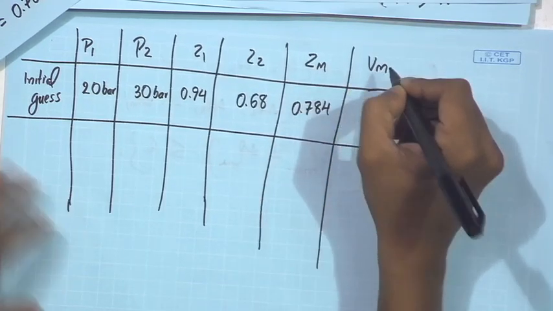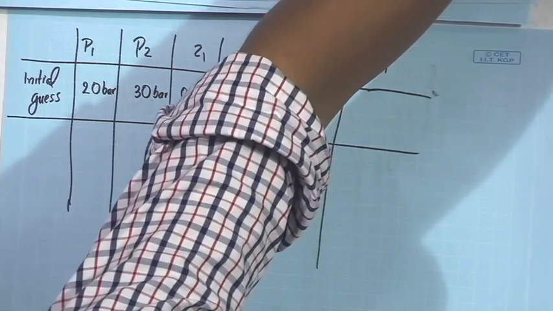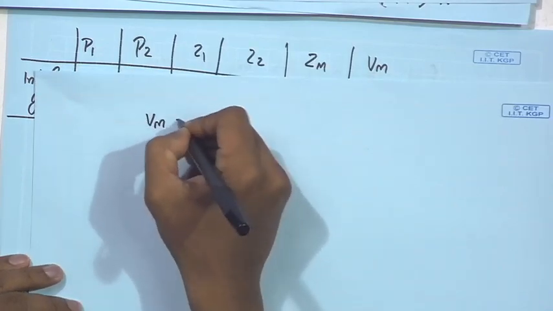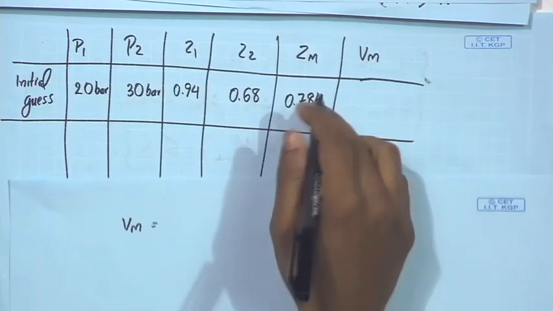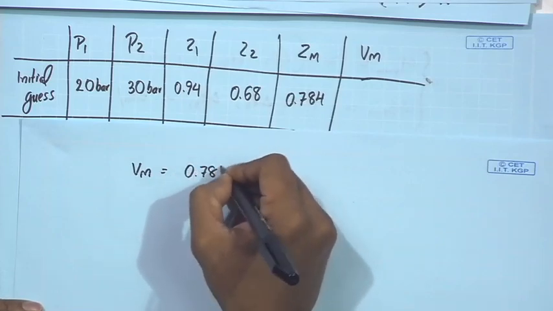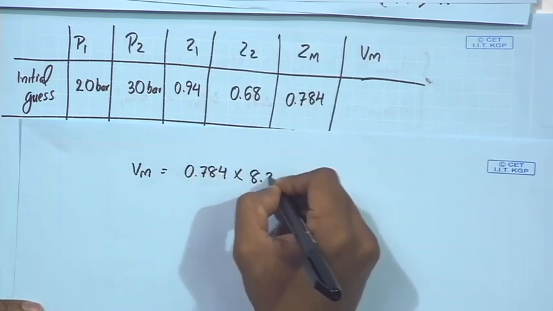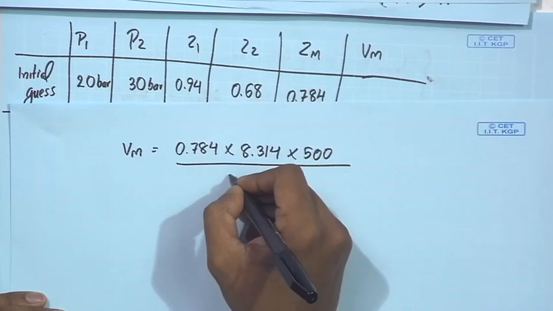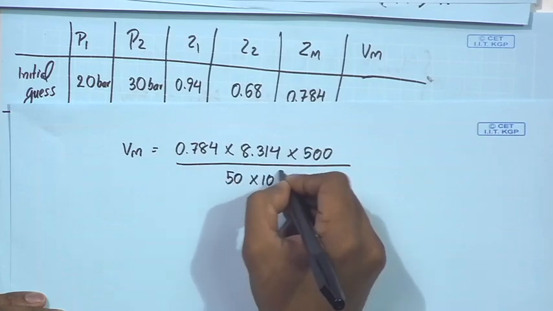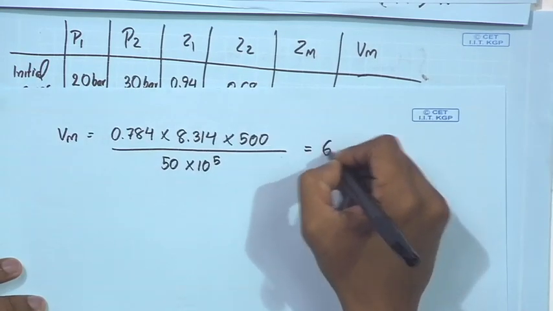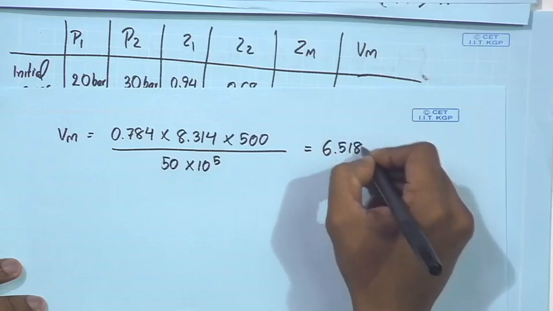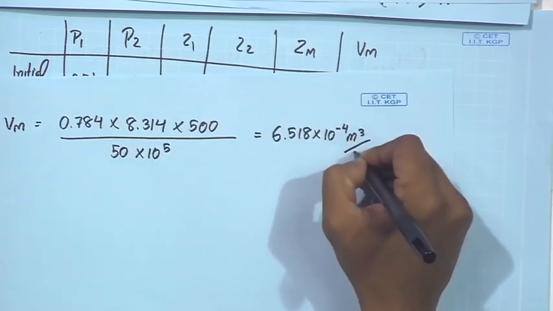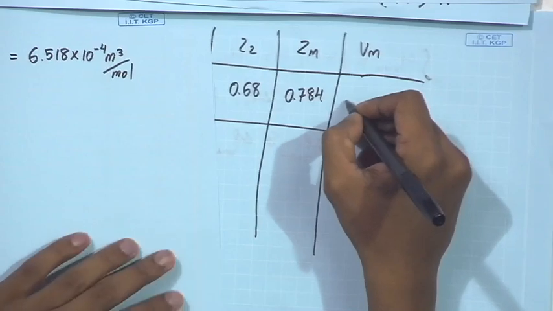Now we need to calculate Vm. We do it in the same way as we have done for Amagat's law. We know the Zm value, that's 0.784 into R, 8.314, into T, that is 500 Kelvin, divided by the total pressure. We get the value of Vm as 6.518 into 10 raised to minus 4 meter cube per mole. I am writing it here.